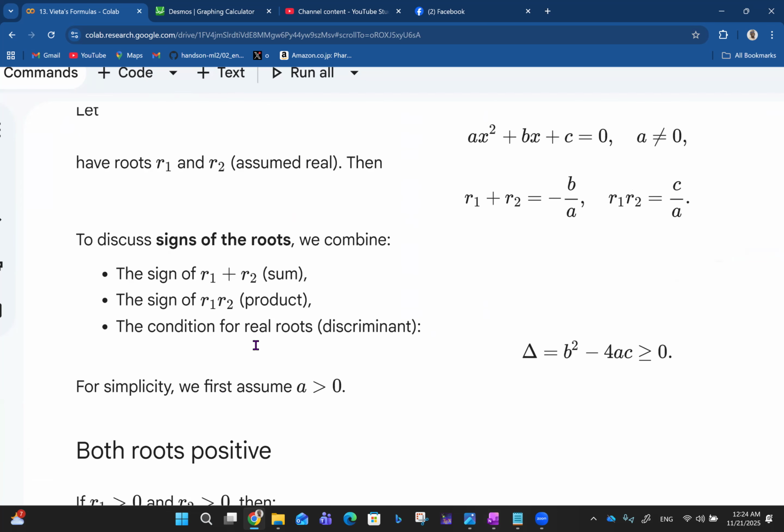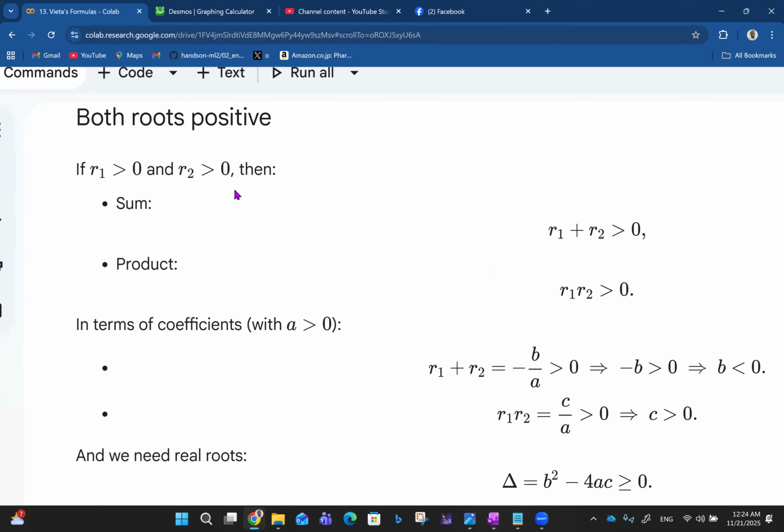So if both roots are positive, that is, if R1 and R2 are both positive, then the sum R1 plus R2 will be greater than 0, and the product R1 R2 will also be greater than 0. So in terms of coefficients with a greater than 0, R1 plus R2 is equal to minus b over a, and minus b over a will be greater than 0, which implies that minus b has got to be greater than 0. That implies that b is less than 0 in that case. Also R1 R2 is equal to c over a, greater than 0. Since we already established that a is greater than 0, c automatically is also greater than 0.